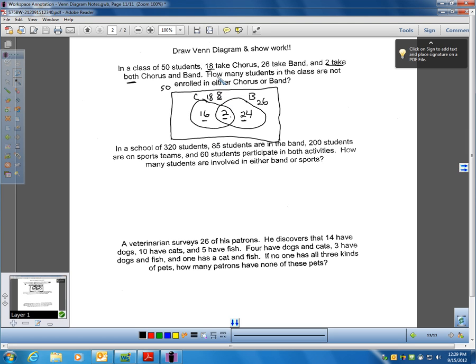Here's the question. How many students in the class are not enrolled in either chorus or band? Well, these 8 are going to raise their hand. They're not part of either. Answer's 8. I think you can see how that works now.